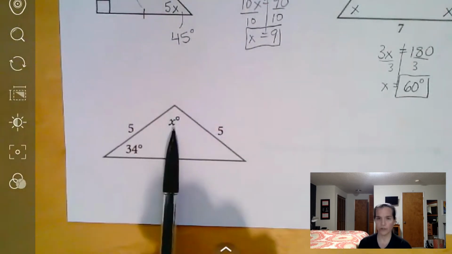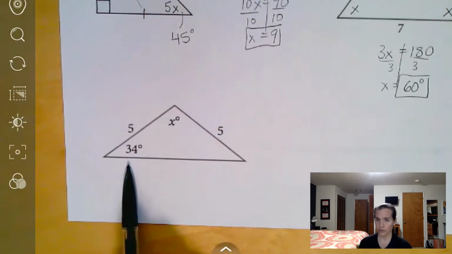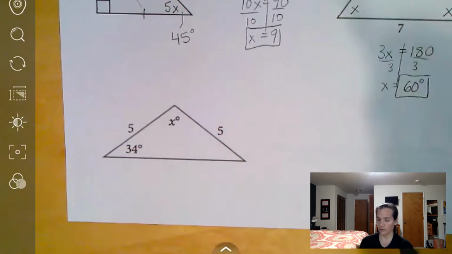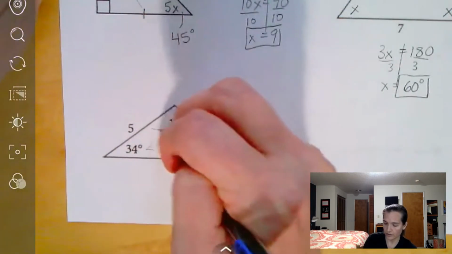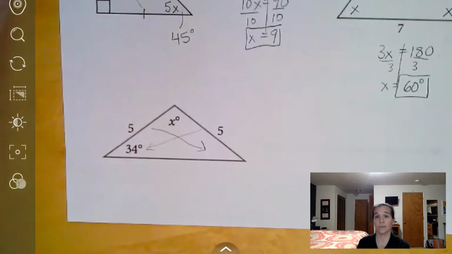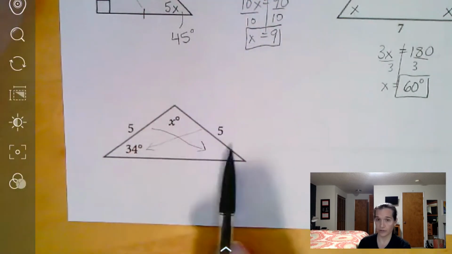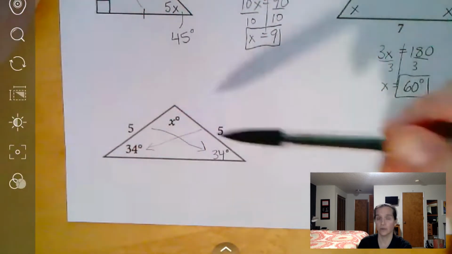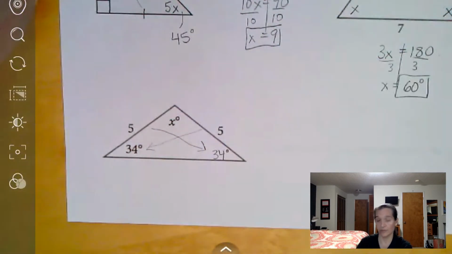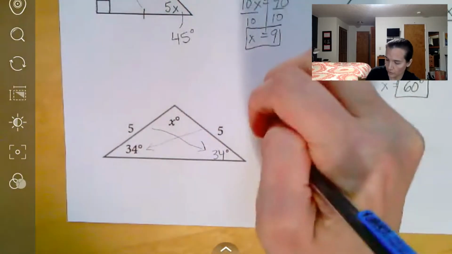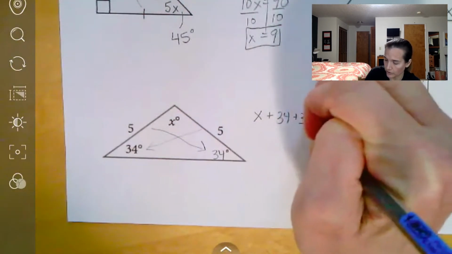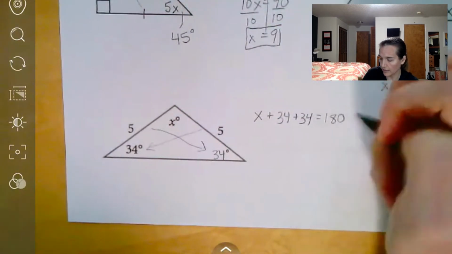Okay, this one we don't know, it's x. This one we do know, it's 34, but I can see that these two sides here are equal in length, which means that the angles across from it also have to be equal in size. Now, if this one's 34, it has to match this one. So this one is also going to be 34 degrees, which is now, because we have two of the three, we can solve for our missing x, or our missing angle. So let's start with all three have to add up to 180. So x plus 34 plus 34 equals 180.